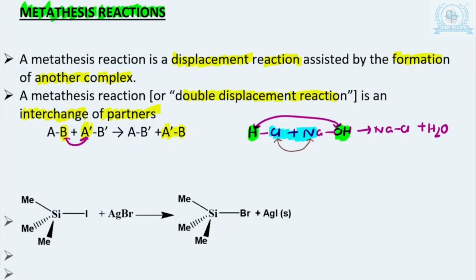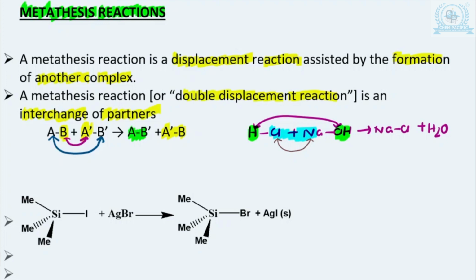Similarly, you can also see that A, B dash are now getting exchanged among themselves and getting bonded, resulting in the formation of A, B dash. Just like acid reacts with base, resulting in the formation of salt and water, that is the metathesis reaction, or in simple words, the exchange of the partners.